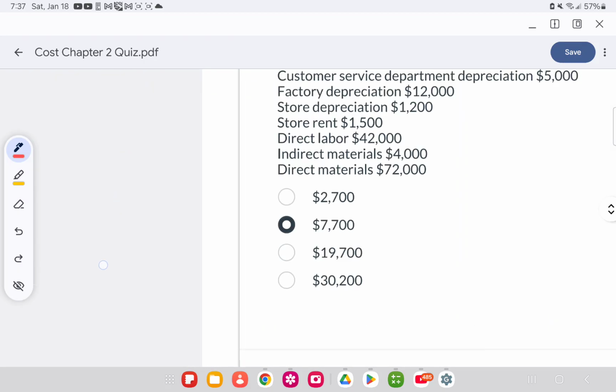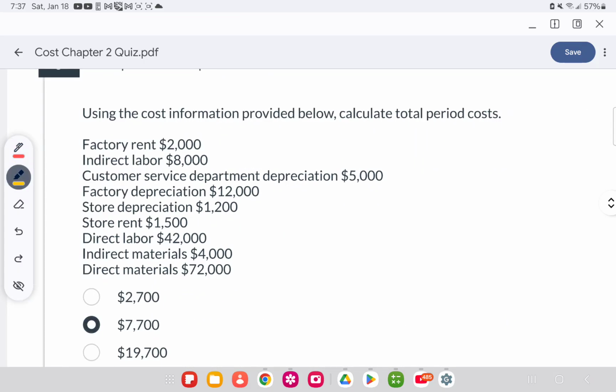All right, number 5. They're asking us to find our total period costs. So I think these are very similar numbers to earlier. They might be the exact same ones. Factory rent is product. Indirect labor is product. Here's a period cost. Factory depreciation is product. Store depreciation, there's a period cost. Store rent. And then the other 3 of these are all product costs. So if we add these up, 5,600, 72, 7,700, there's our answer.